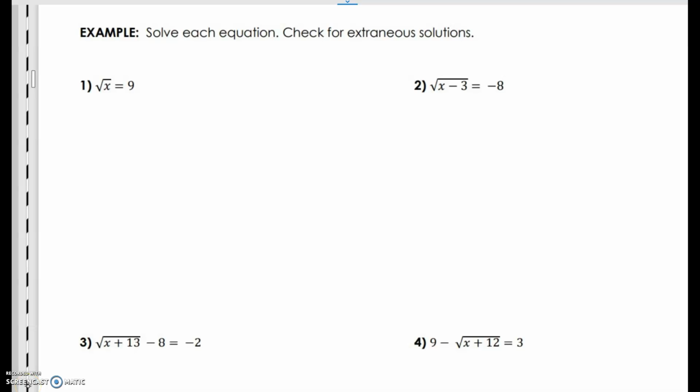Hey guys, in this video we're going over chapter 6, the last section, solving radicals. So in the last few sections we've been talking about what radicals look like graphically.